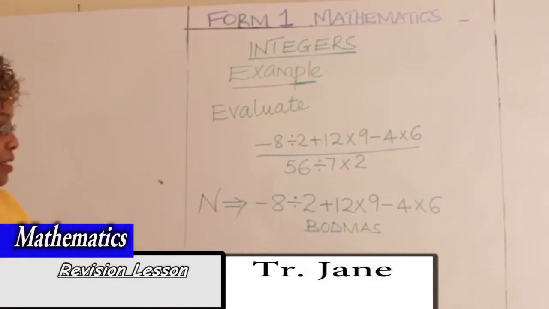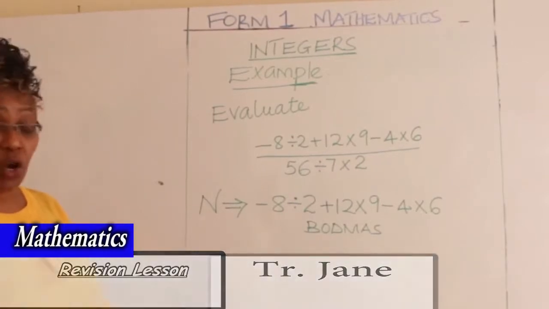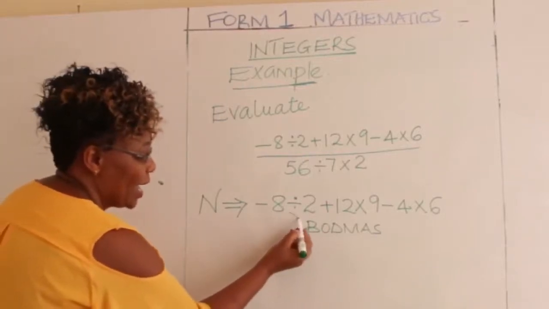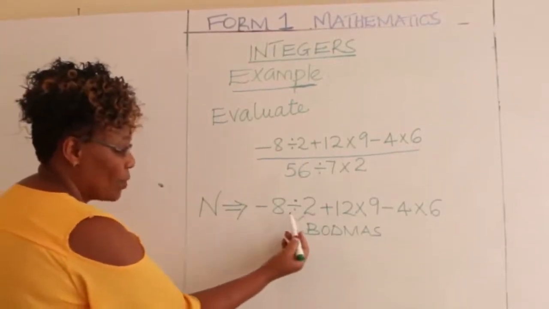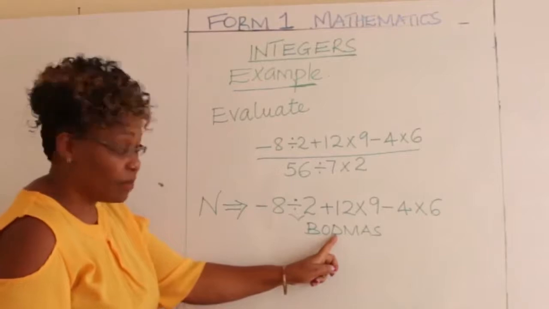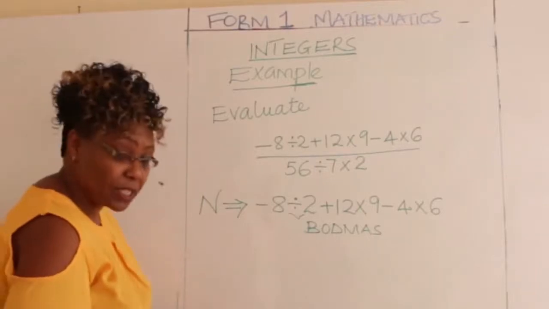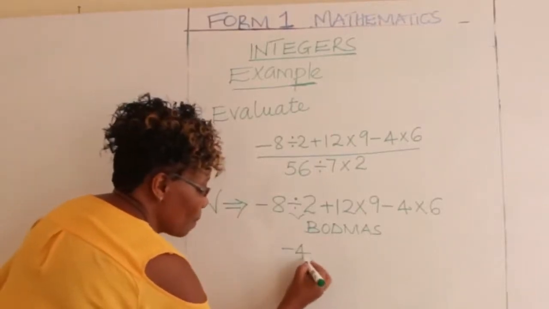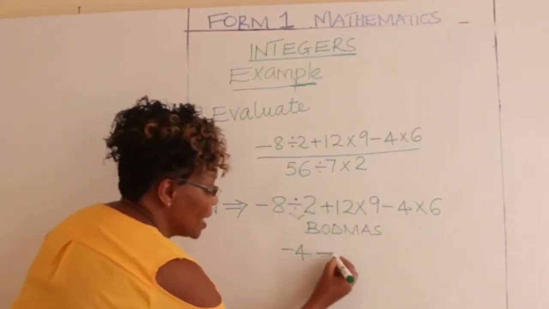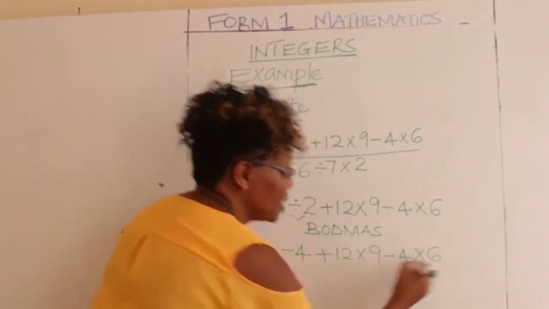So we come to this. What do we start with here? We have division, we have addition, multiplication. So what do we start with? Division. So you come here and divide. You go to where you have division because you don't have brackets, you don't have of. The next thing is division. So you first divide. Minus 8 divided by 2 gives you what? Minus 4. Then you continue with the rest. So plus 12 times 9 minus 4 times 6.